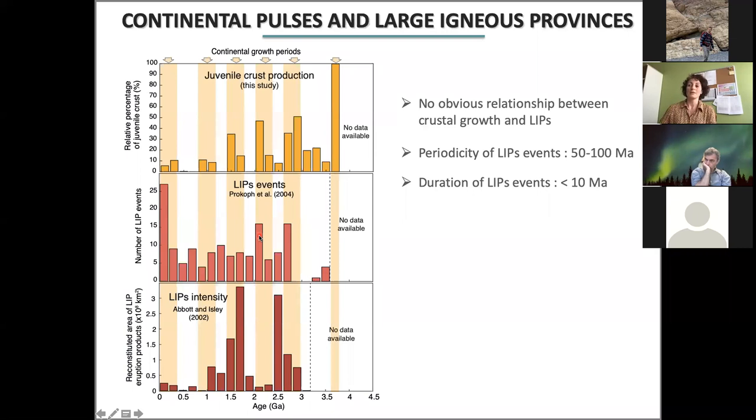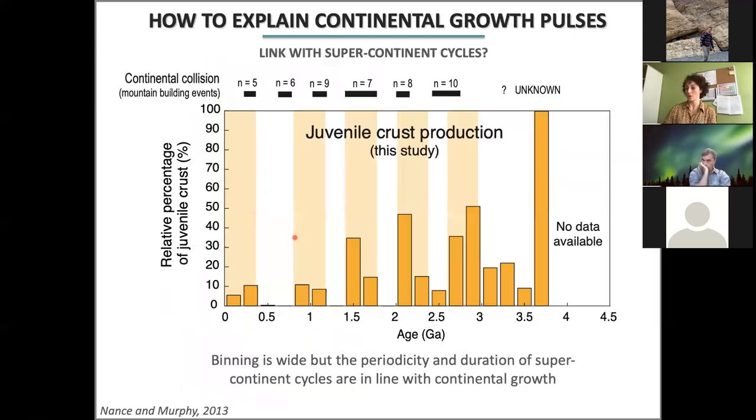And maybe most importantly, the periodicity of LIP events is relatively short compared to what is observed here for the production of juvenile crust. The periodicity is on the order of 50 million years. Here, the cyclicity is more like 500 million years, okay? And also the duration of the LIP events is quite short. So it seems to me that it's difficult to find a relationship, at least with the data that we have right now, between the production of juvenile crust and these very big plume events, the LIP events. So another possibility is that juvenile crust production is related to supercontinent cycles.